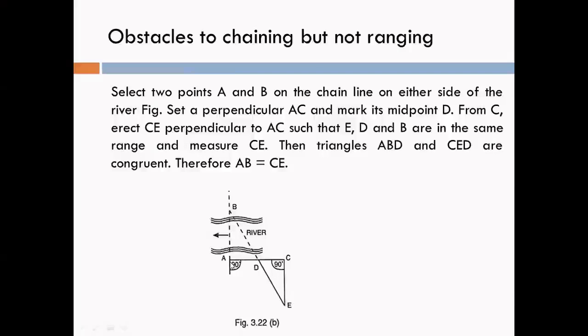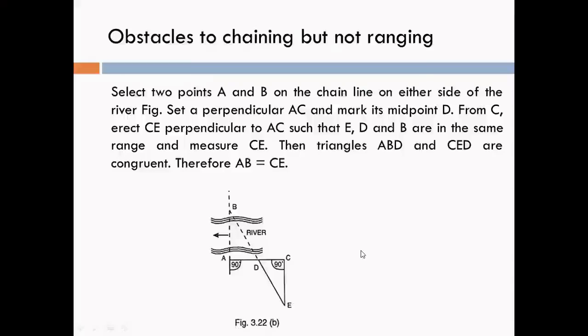Okay. Now from point A, draw perpendicular line AC and select the point C on the ground. From point C, draw perpendicular line CE and select the point E. Now join C to B such that point B, D and E are in one line. Now the triangle DAB and the triangle CED, two triangles are similar triangle.